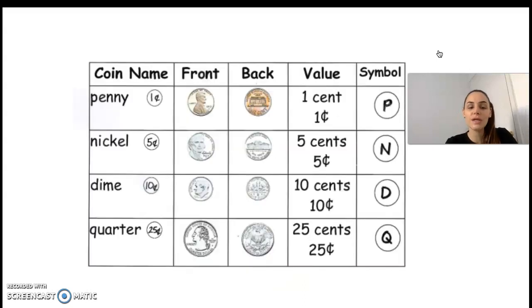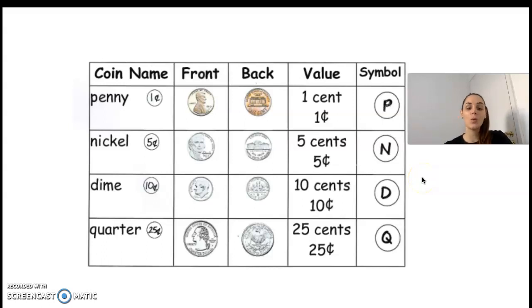To start with, we're going to review the value of some coins. So we have a penny that's worth 1 cent, and this is how it looks. When you draw it, you can either draw a P or a 1, which means 1 cent. We have a nickel that's worth 5 cents. This is how it looks. When you draw it, you can either draw an N or a 5. We have a dime that's worth 10 cents, and you can draw a D or 10 for 10 cents.